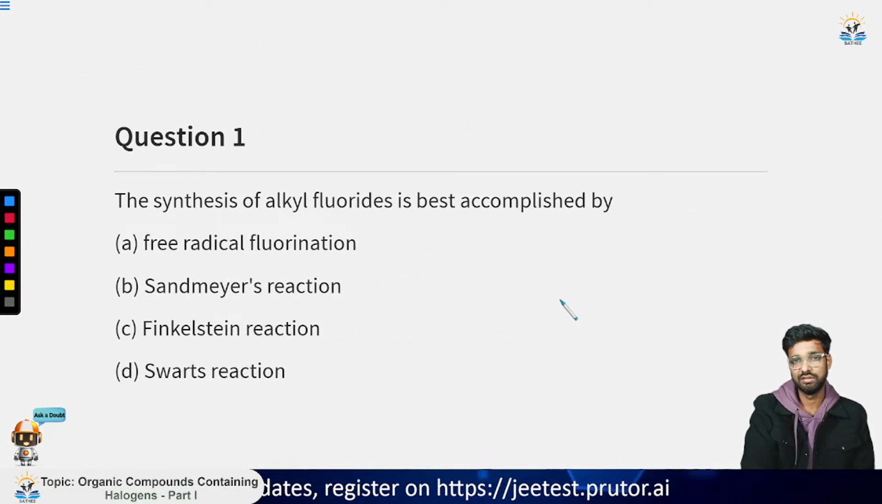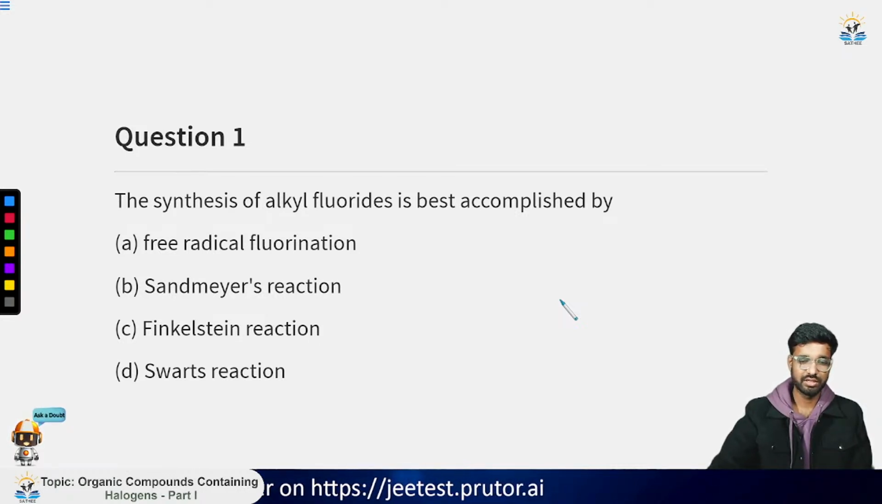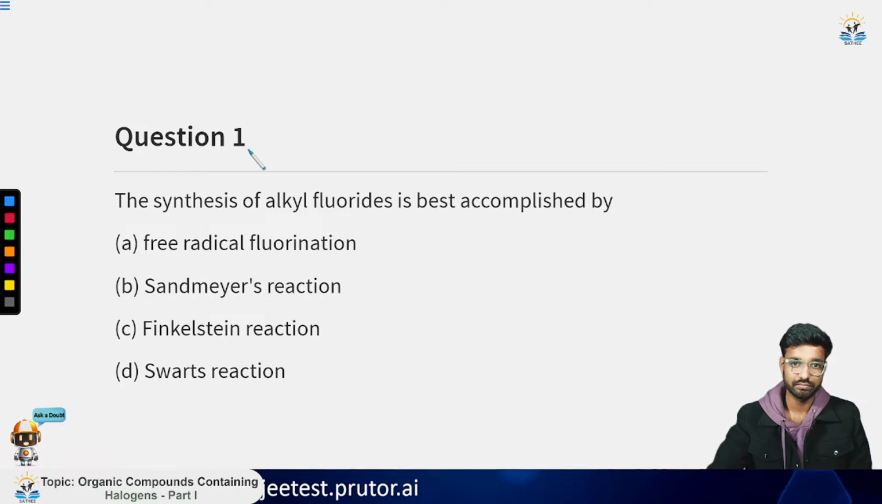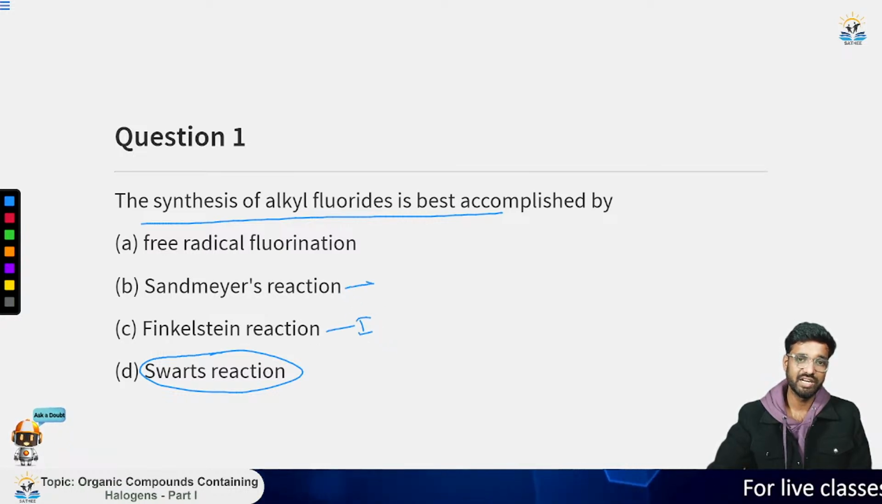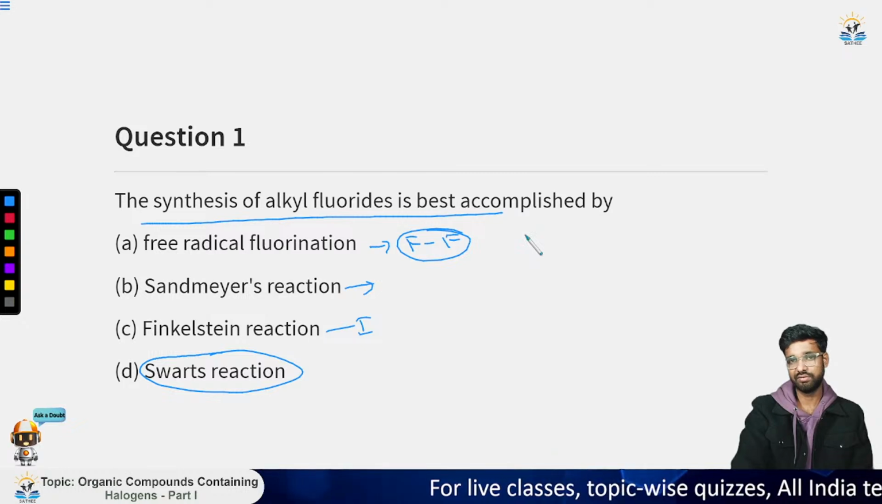Okay. Now let us move to some questions. Here are some questions. The synthesis of alkyl fluoride is best accomplished by which one of these? You know the answer very well. It is the Swarts reaction, because Finkelstein is for iodine. Sandmeyer we have not studied till now. And radical fluorination is not possible because the F-F bond is very strong. So you cannot do radicalization of this fluorine-fluorine bond.